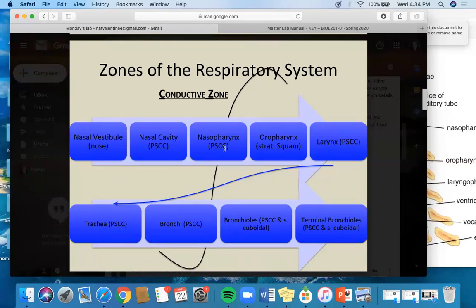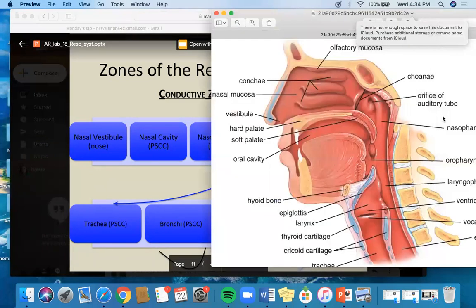If we look at the list of words on page 298, this is going to help you fill out the diagram on page 304 in your manual. I like to use this picture here to go through the different landmarks. First we have the nasal vestibule, which is essentially just the nostrils. That's going to be right here, and that is where air is going to enter and make its way into the nasal cavity here.